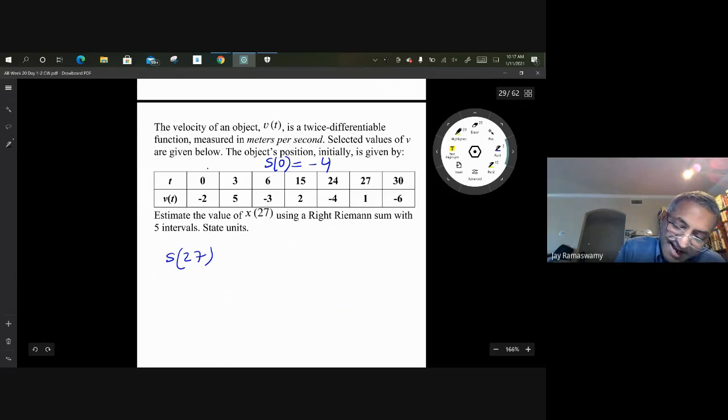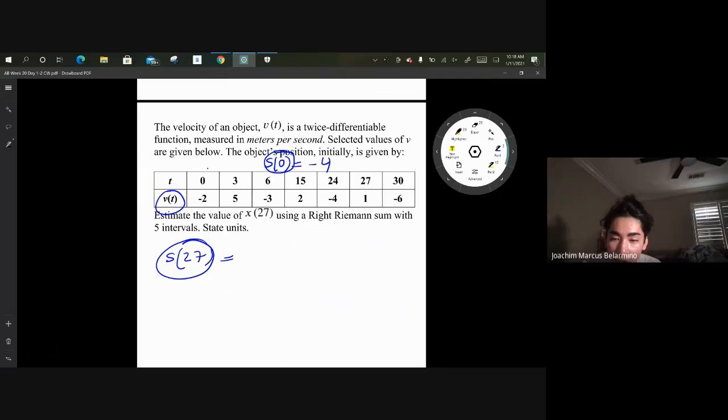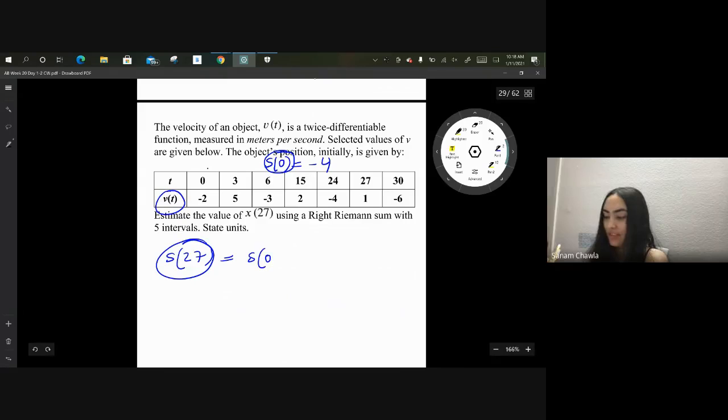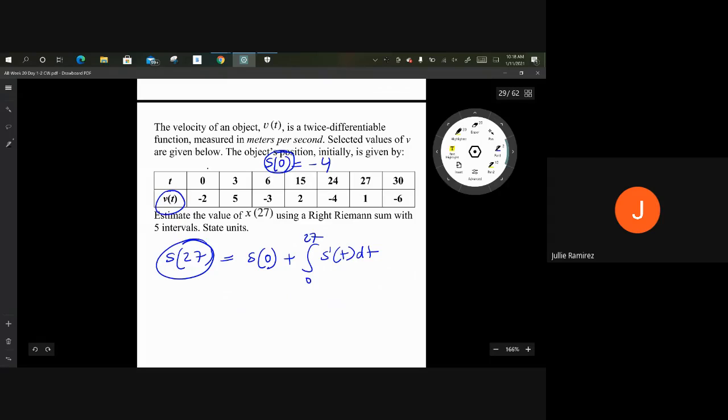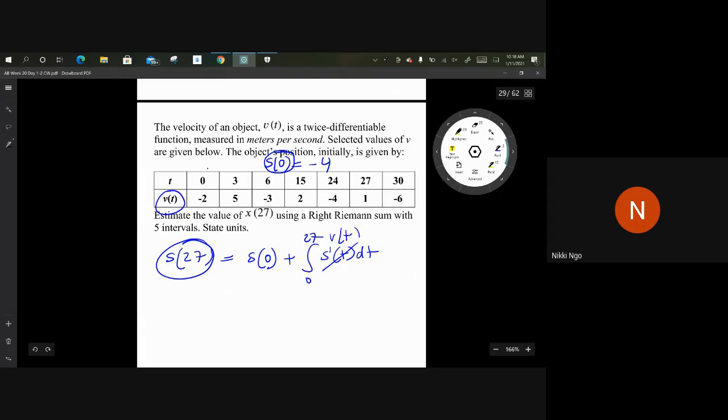Okay. So we need s of 27 and we know s of 0. And we know the derivative. We're using the net change corollary. Tell me what to write. S of 27 equals s of 0 plus the integral from 0 to 27 of s dash of t dt. And what's s dash after all? It's v of t, so the integral of v of t dt.